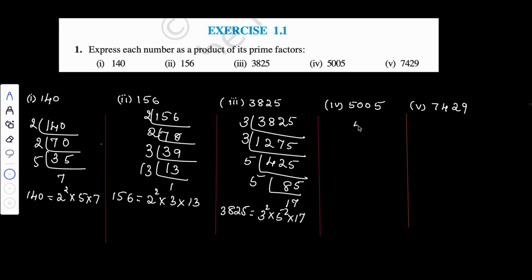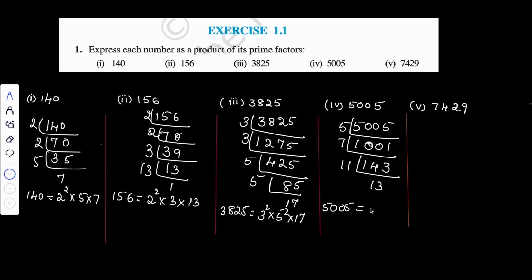Next one is given 5005. Divide by 5, you will get here 1001. You can divide this one again by 7. We can divide. It goes 143 times. Then we can divide by 11. It goes 13 times. So 5005 is equal to 5 into 7 into 11 into 13.